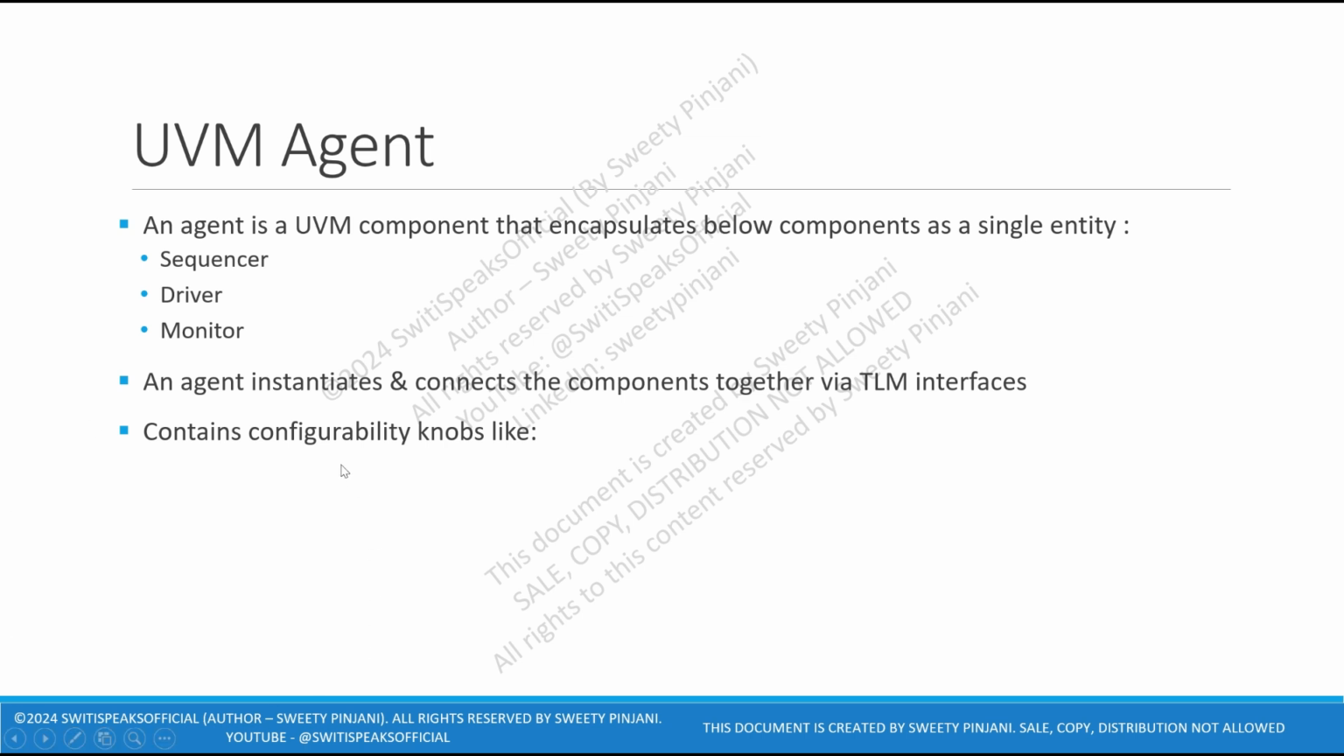You can also have certain configurability knobs, like the type of agent can be either active or passive. You can configure this. We are going to see what is active and passive agent. For now, remember it is a configuration which you can do in your agent. And then again, you can turn on or off certain features like functional coverage. These are some examples of configurability knobs. There can be more. Just for example, I gave these two.